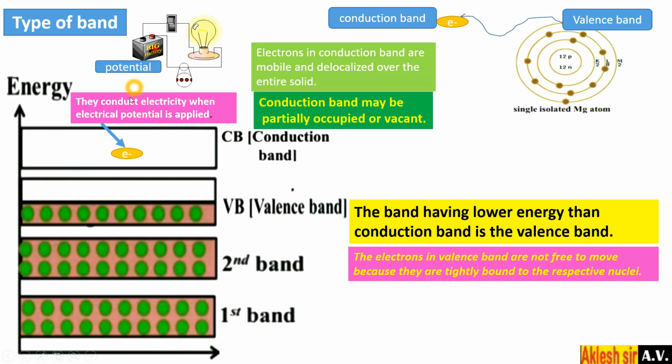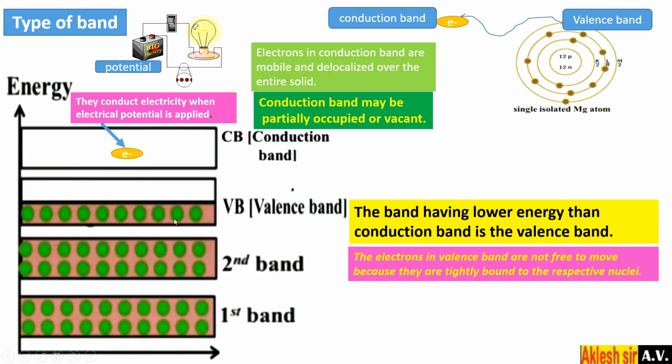Suppose I give an electrical potential, see what is written? Electrical potential. So in this wire there is a conductor. What happened when you apply a potential difference? The electron which was present in the valence band became free and is moving, and it is conducting electricity. You can see here the electron is moving.